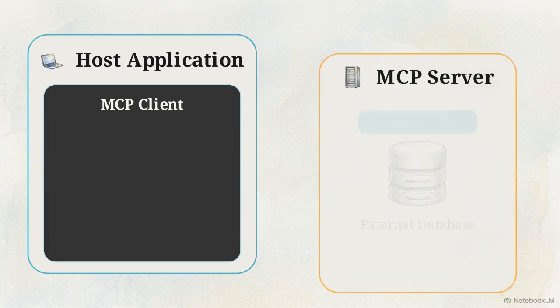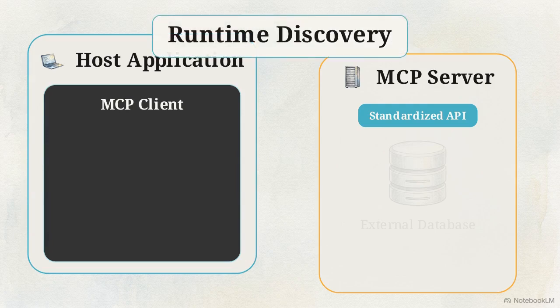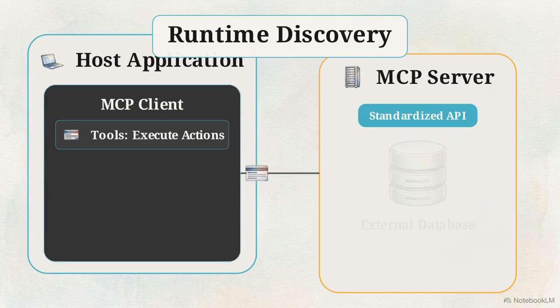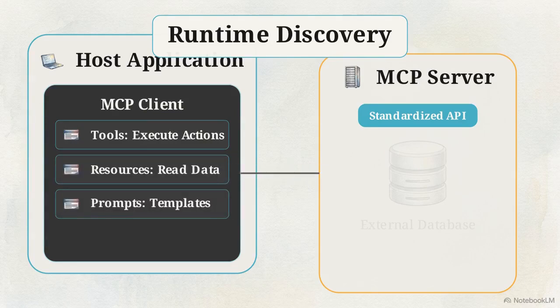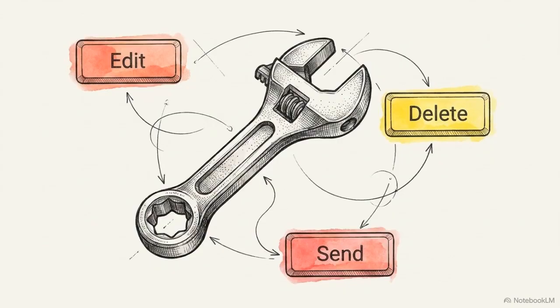This topology relies on runtime discovery. The moment the client connects, it sends a handshake. The server responds by automatically pushing a structured list of everything it is capable of doing across the connection line. This capability list is broken down into 3 categories. First are tools, which define the specific executable actions the model is permitted to take.